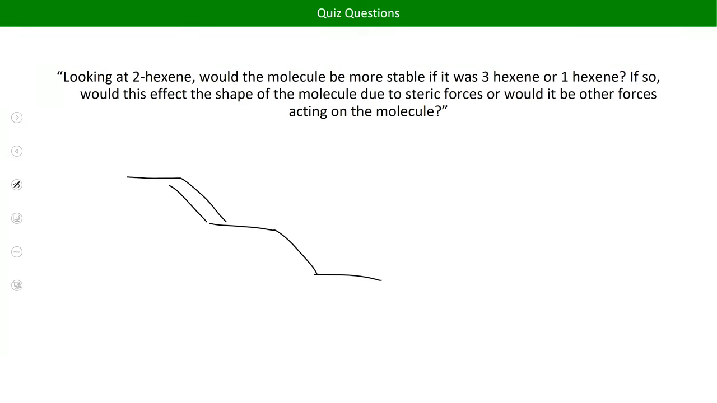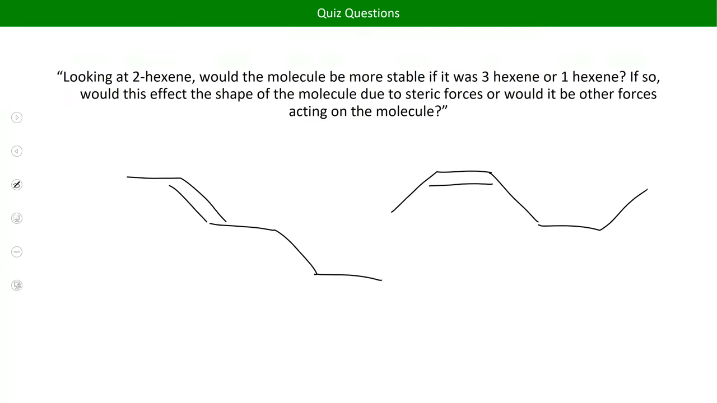Look at trans 2-hexene versus cis 2-hexene. One of those actually is more stable. Which one would we expect to be more stable? Why? Less steric forces. Yeah, because we're pointing the big pieces in opposite directions, so they're not bumping into each other as much. So there definitely is a difference there.